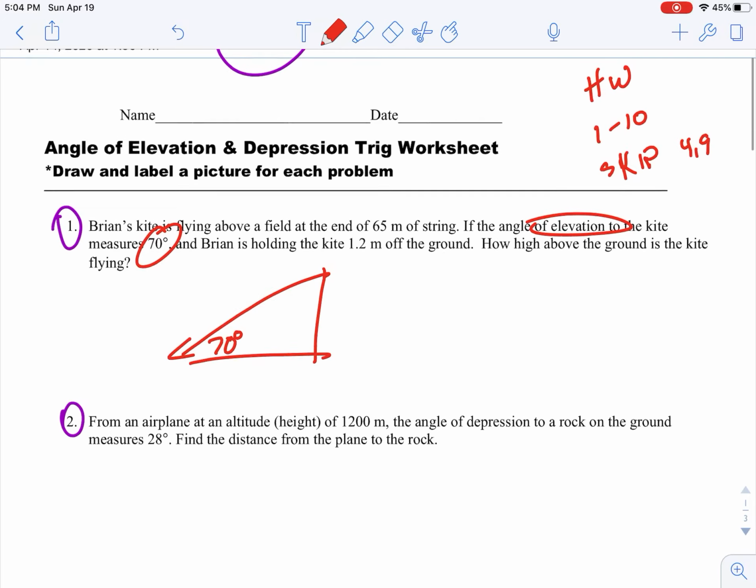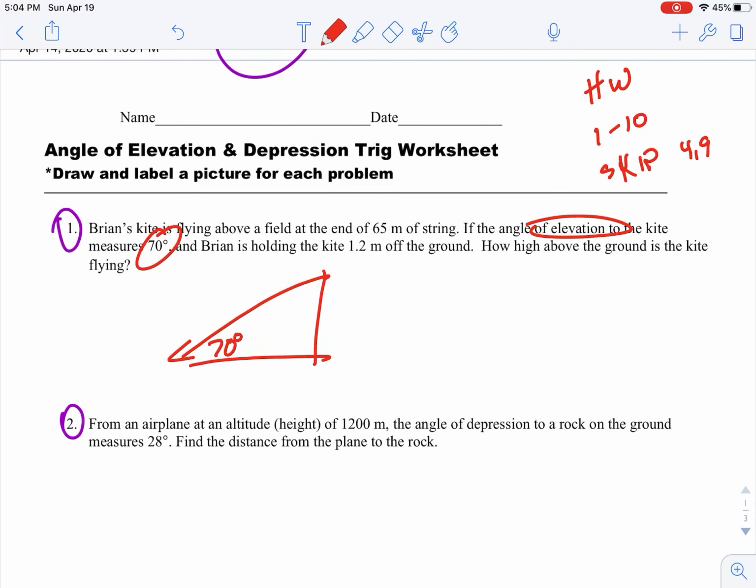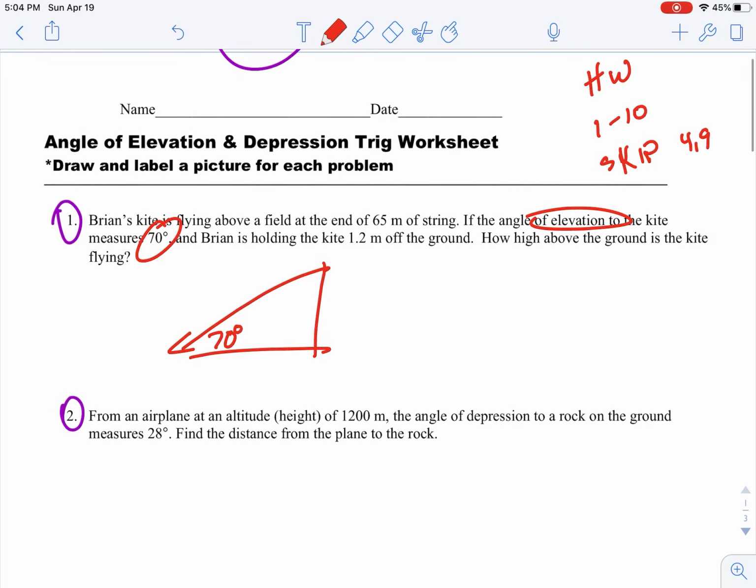Brian is holding the kite 1.2 meters off the ground. How high above the ground is the kite? So we're looking for the height. But here's the thing. The dude is holding the kite, so here's his hand. You guys got to love my stick figures. I wish I was in school for this. It's so much fun. So there's the height, but here's the ground down here.